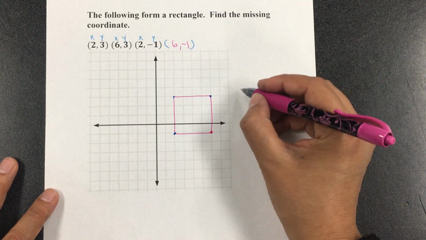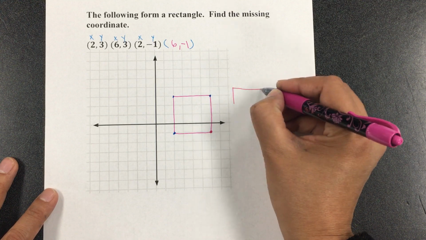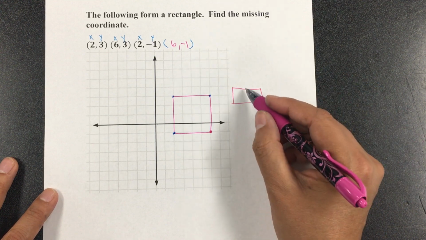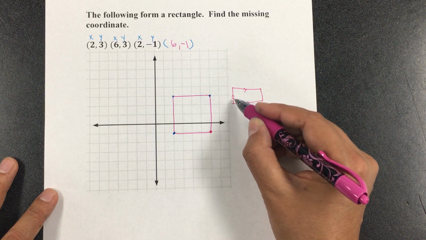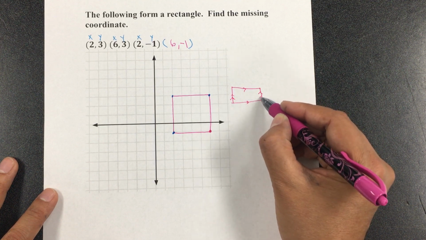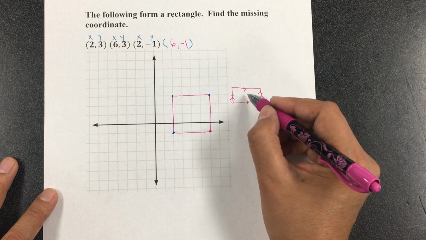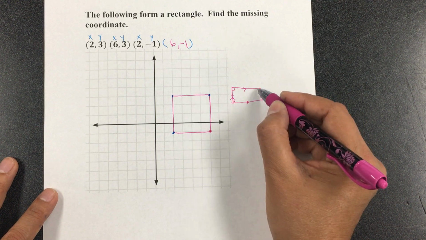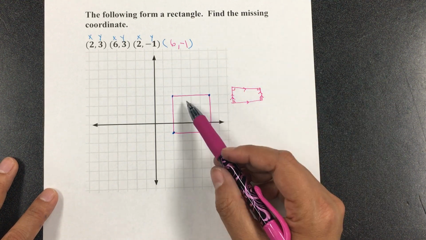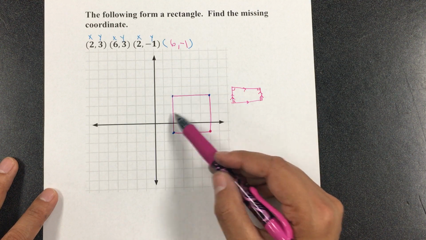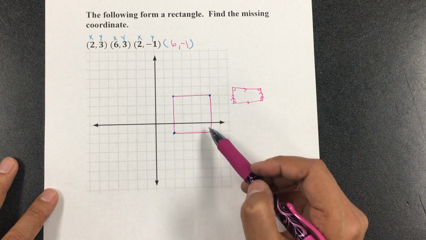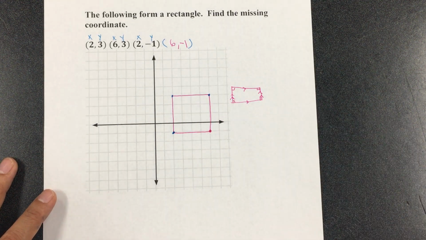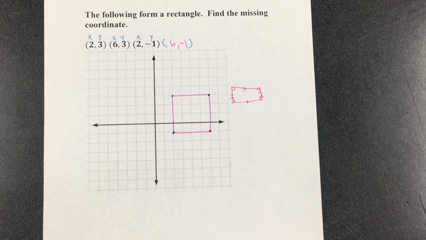And the reason is because for the rectangle, the definition is 2 pairs of parallel lines, and 4 90-degree angles. So if you can see here, this has 2 pairs of parallel lines. This is a pair, this is another pair, and it has 4 90-degree angles. So therefore, it's also called a rectangle.